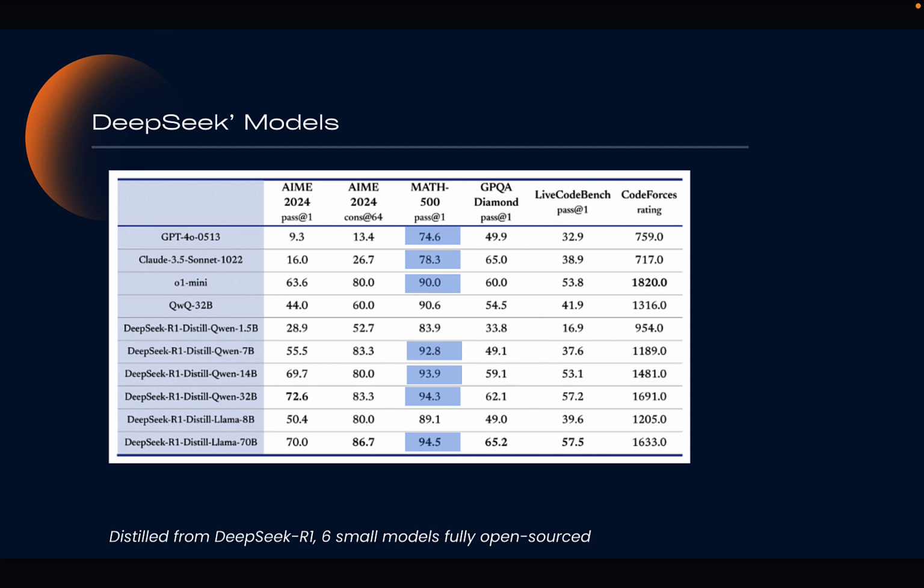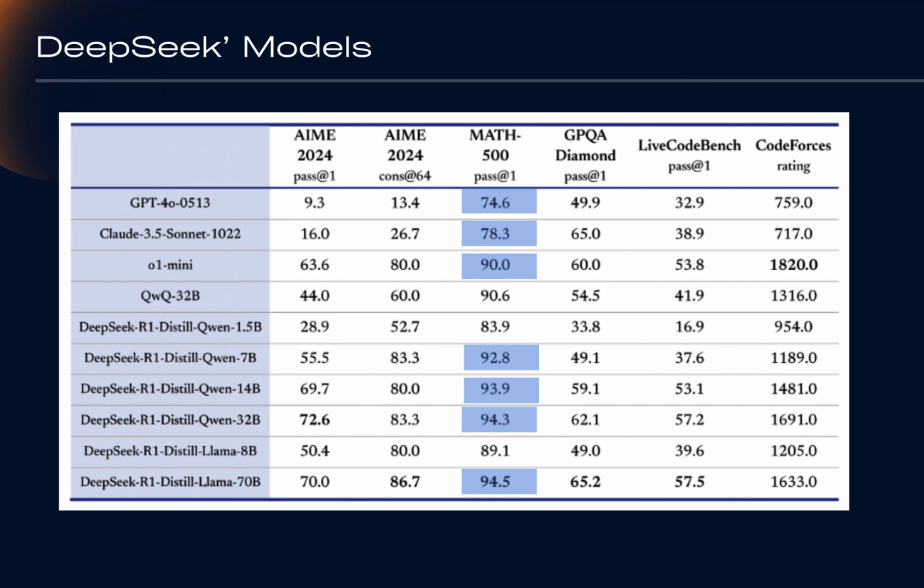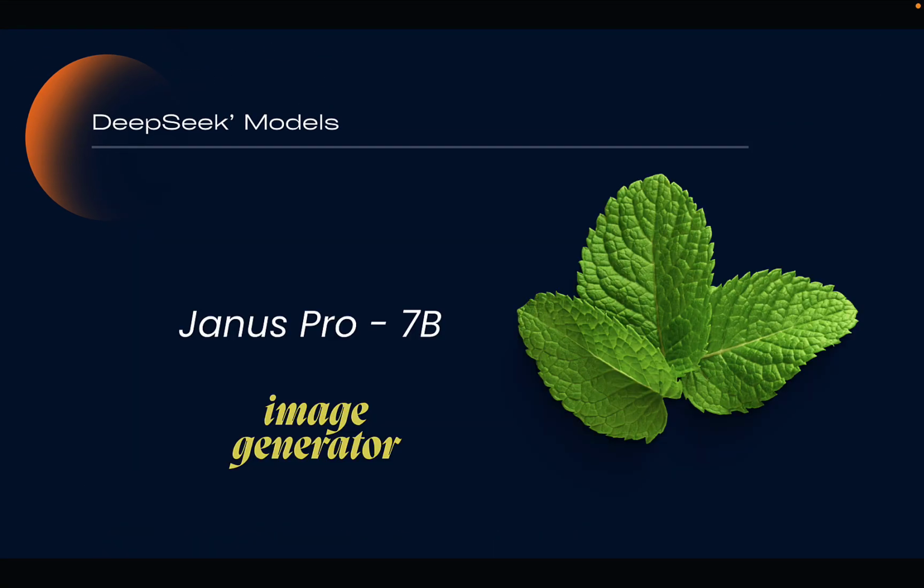If you compare some of these distill models, such as the 32 billion parameter model or the 70 billion parameter model, they perform better than OpenAI's O1 Mini model, which is a proprietary model, as shown here as well. Not only that, they just dropped a brand new image generator model called Janus Pro 7 billion parameter model, and according to the company, it's outperforming some of the other competition. So if you are into image generation, please try out the Janus Pro 7 billion parameter model, and this is also available as open source.